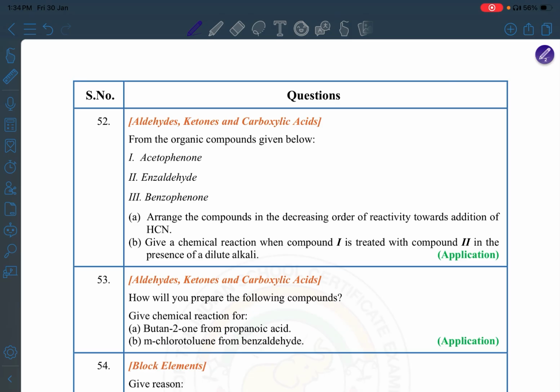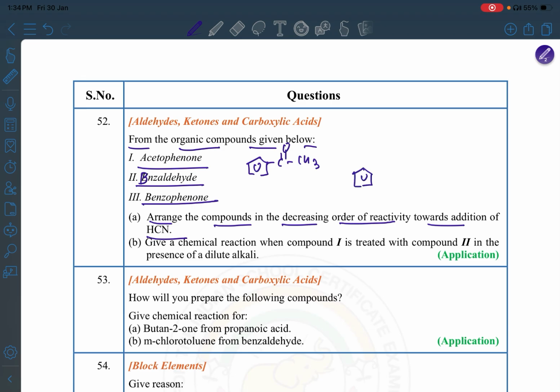Question number 52: from the organic compounds given below, acetophenone, benzaldehyde and benzophenone, arrange the following compounds in decreasing order of reactivity towards SCM. Acetophenone is this one, a benzene ring with COCH3. Benzaldehyde is this one. And the last is benzophenone, this one.